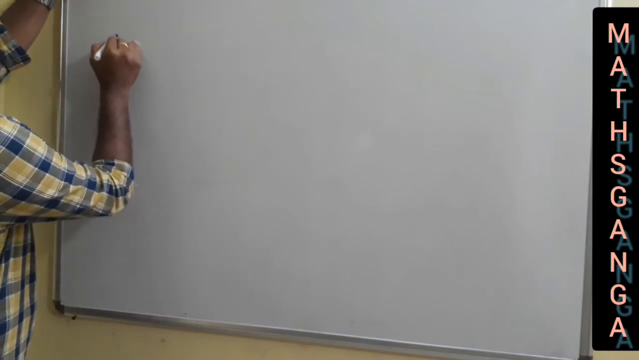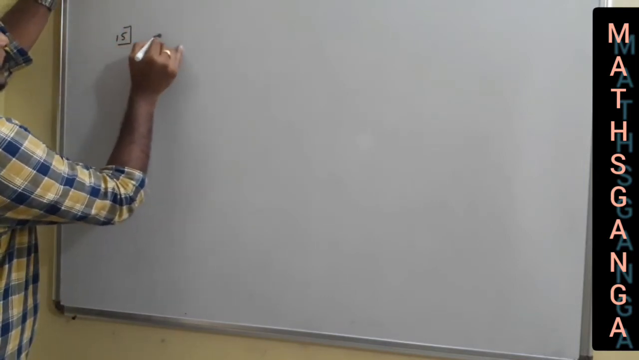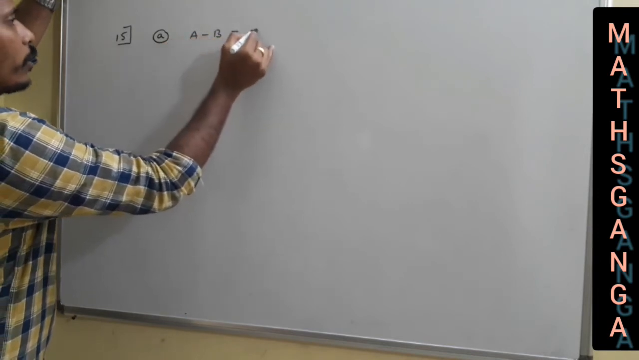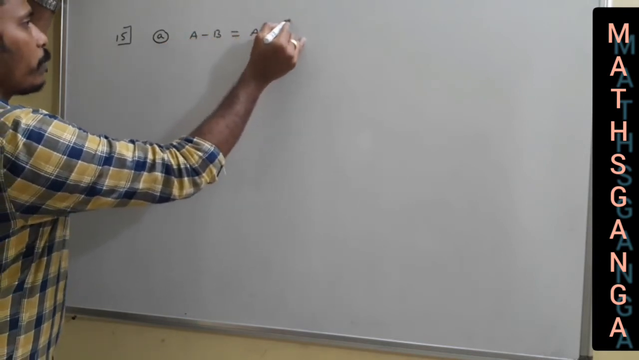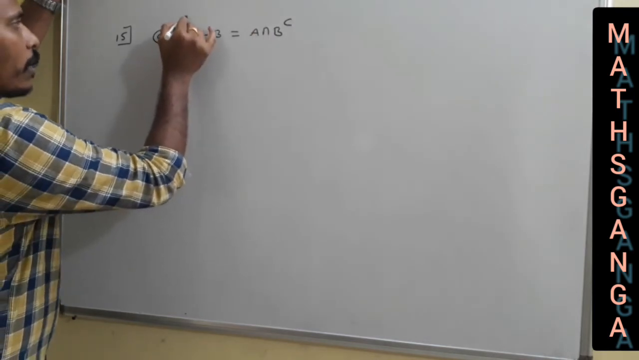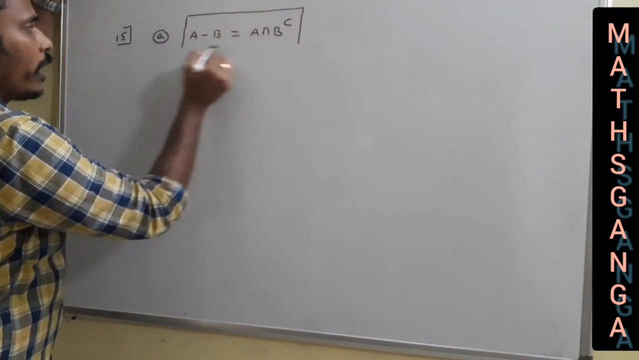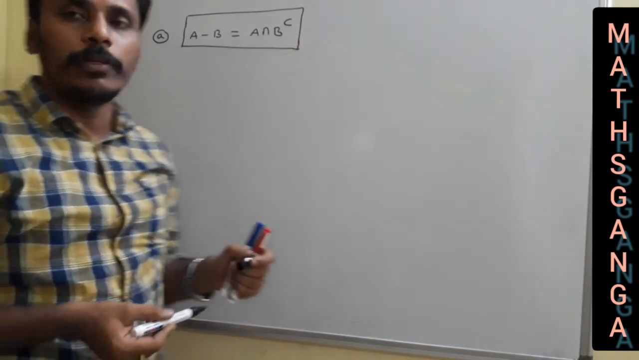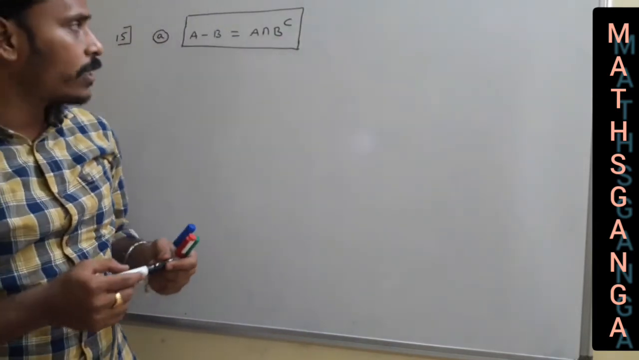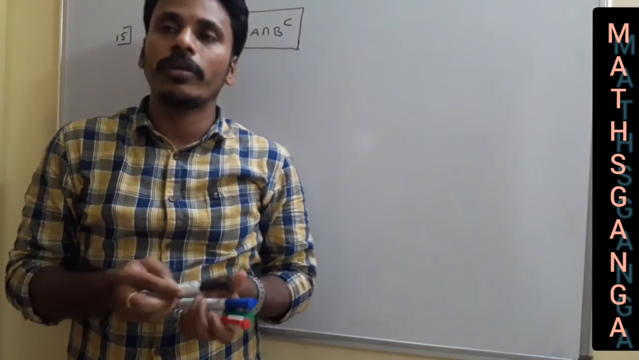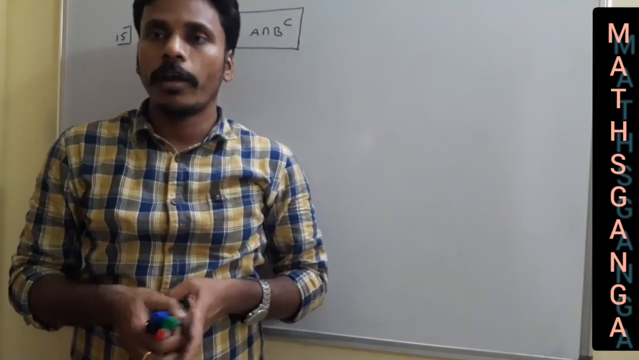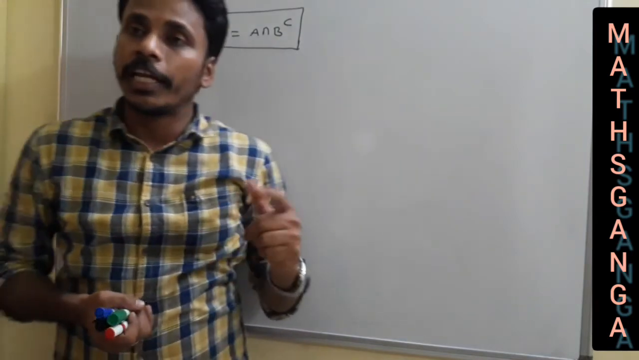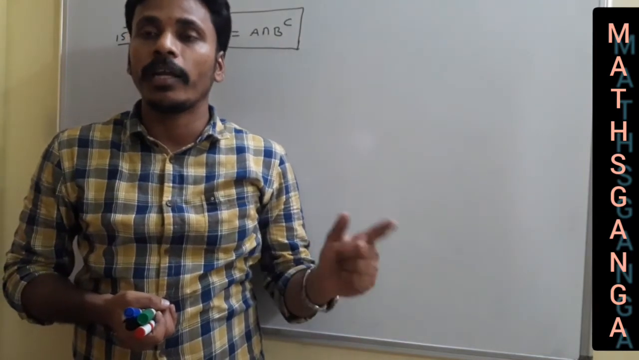Just look at number 15: A minus B is equal to A intersection B complement. Any two sets you take, A and B, for those two sets A minus B is always equal to A intersection B complement. So I need to shade A minus B on the left side and A intersection B complement on the right side.